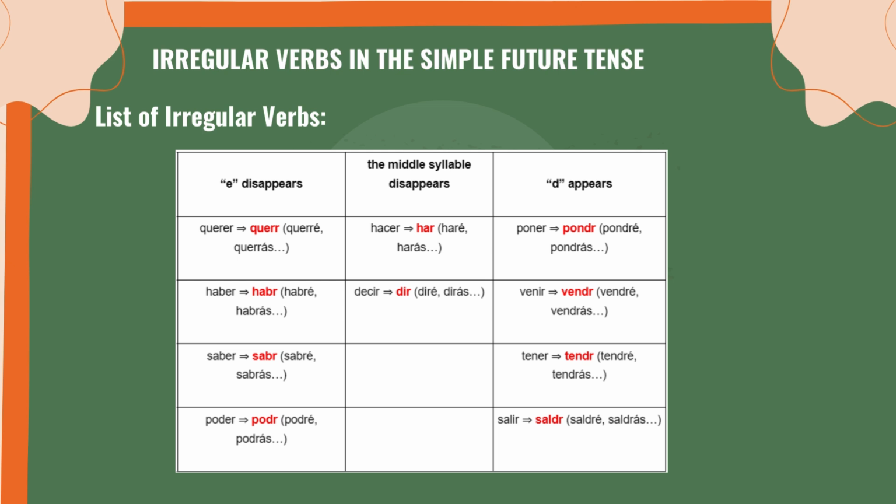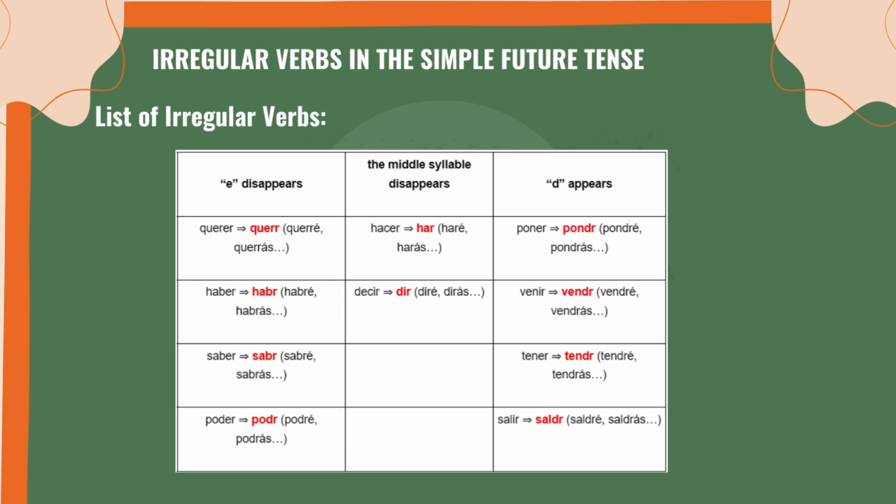Poner, to put, becomes pondr. Pondré, I will put. Pondrás, you will put. Haber, to have, becomes habr. Habré, I will have. Habrás, you will have. Decir, to say, becomes dir. Diré, I will say. Dirás, you will say. Venir, to come, becomes vendr. Vendré, I will come. Vendrás, you will come.